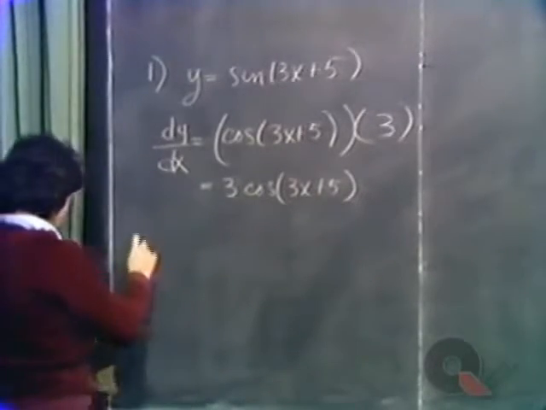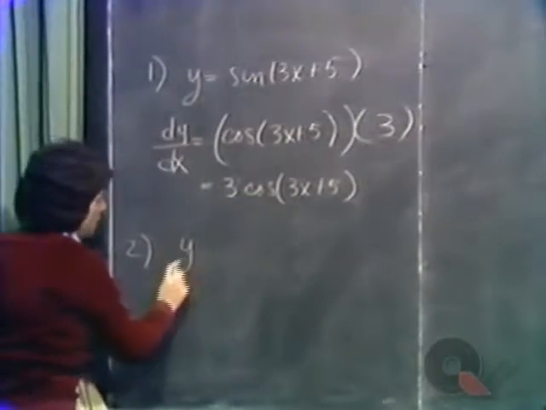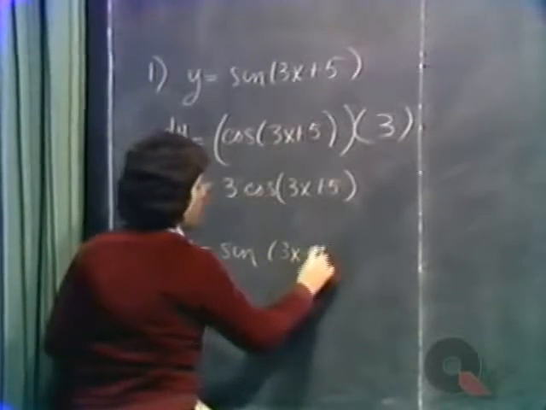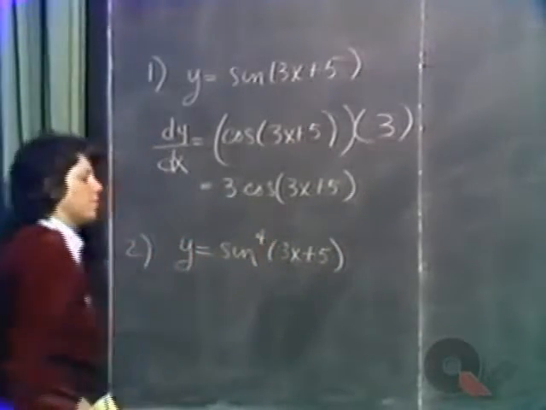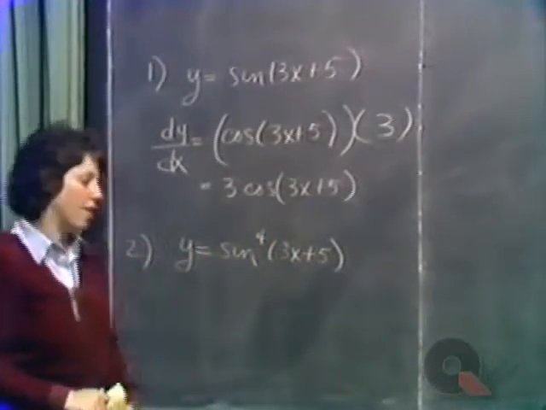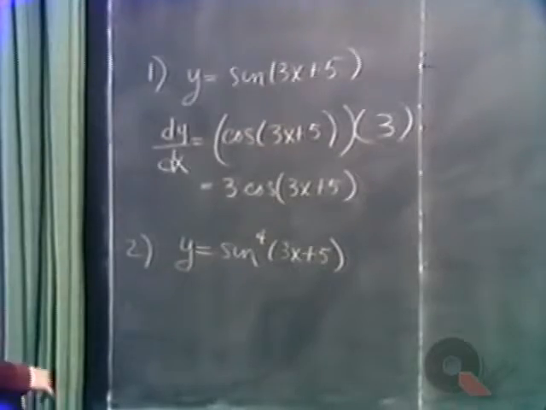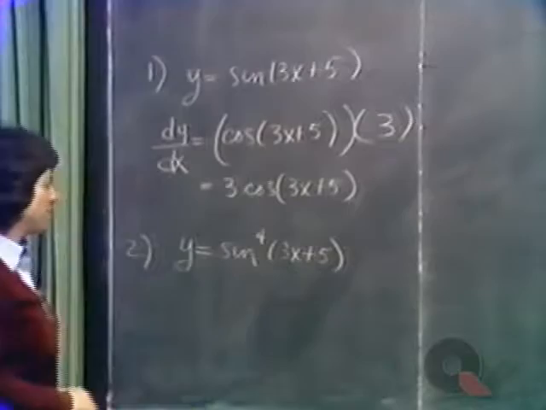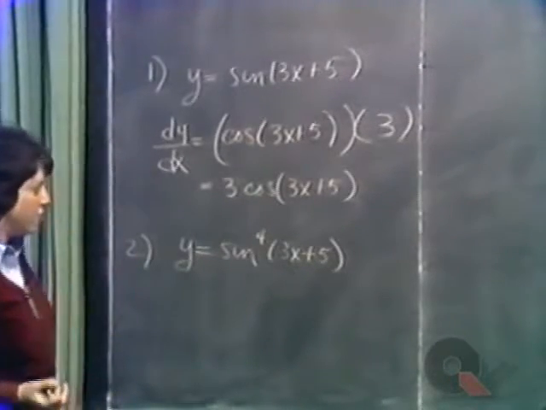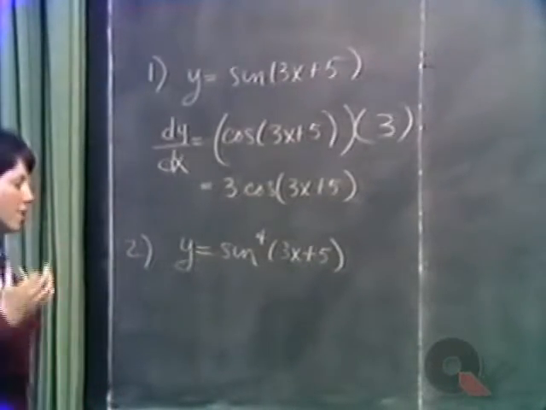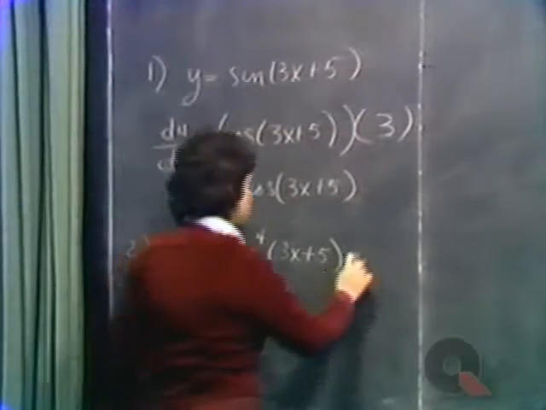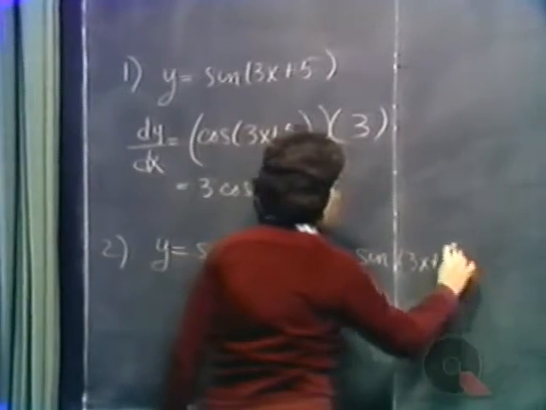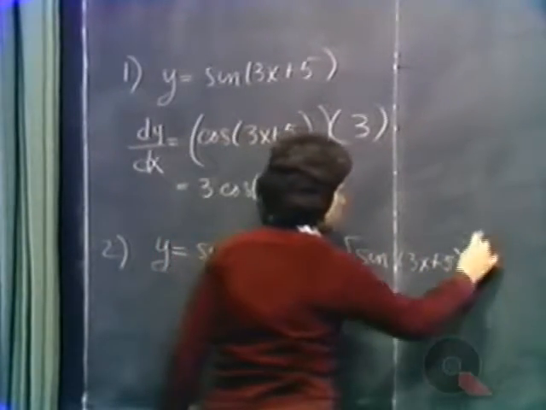Now what if we change this problem slightly and make it y equals sine of 3x plus 5, to the 4th power: sine to the 4th of 3x plus 5. Some people, anytime they see a sine, want to write a cosine. It's something inborn, but you've got to fight against that. You've got to analyze the problem and ask what it is basically. This is really the sine of 3x plus 5, the whole thing raised to the 4th power.